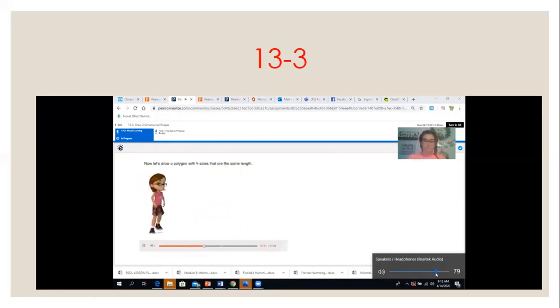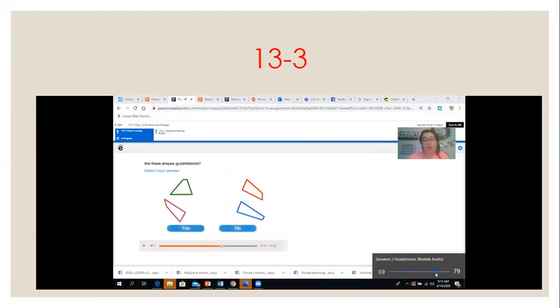Now let's draw a polygon with 4 sides that are the same length. Square. A polygon with 4 sides is a quadrilateral. This quadrilateral has sides that are the same length. Are these shapes quadrilaterals? The only way you know is if they have 4 sides, 4 vertices, 4 angles. You count 1, 2, 3, 4. Yes. So the answer would be yes.